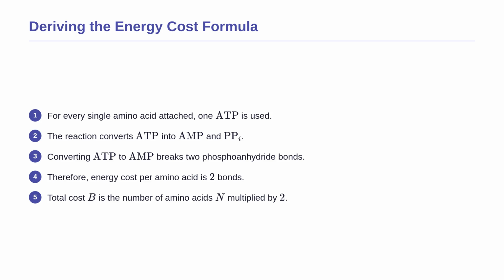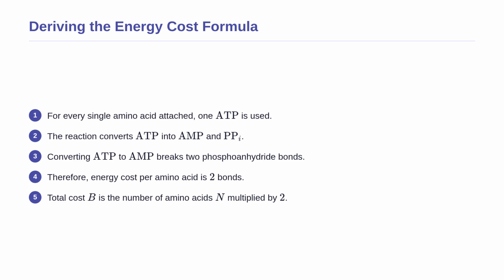Now that we have used this formula, let us understand exactly where it comes from. Why do we multiply by 2? We must look at the stoichiometry of the tRNA charging reaction. For every single amino acid that is attached to a tRNA, exactly one molecule of ATP is consumed.